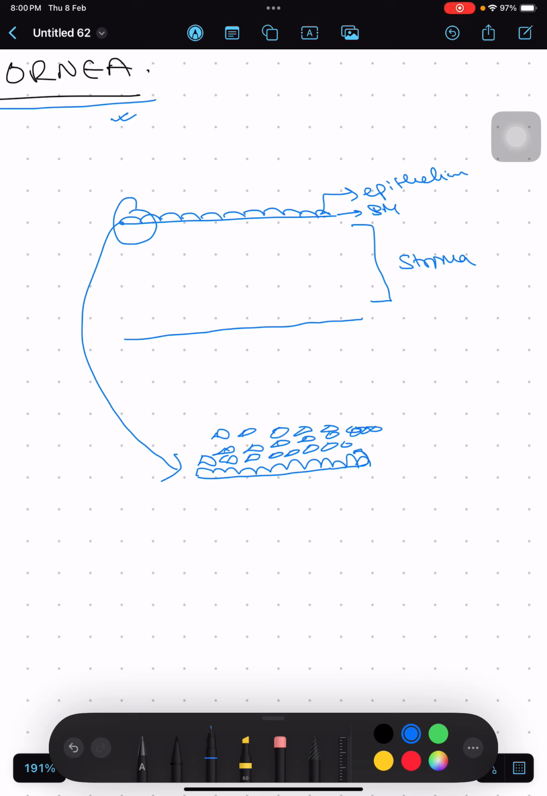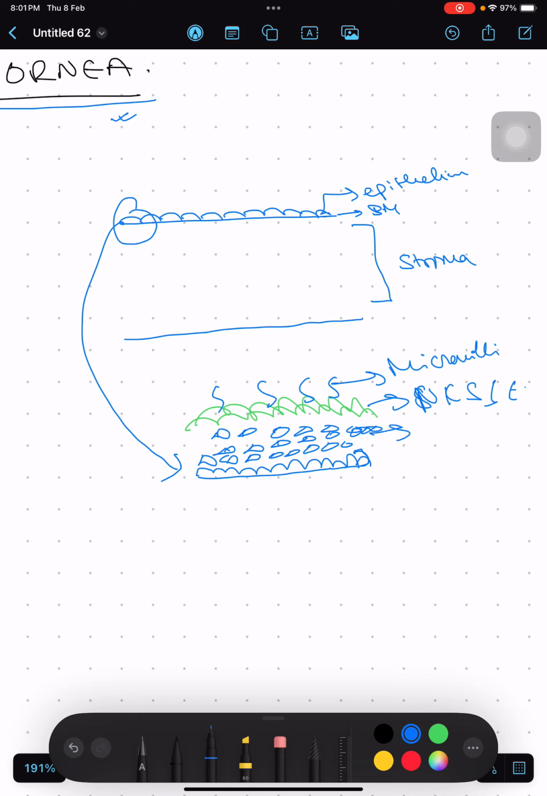And then you have something known as non-keratinized stratified squamous epithelium, like this. And what you have next is the microvilli. This is the microvilli. This is the non-keratinized stratified squamous epithelium.